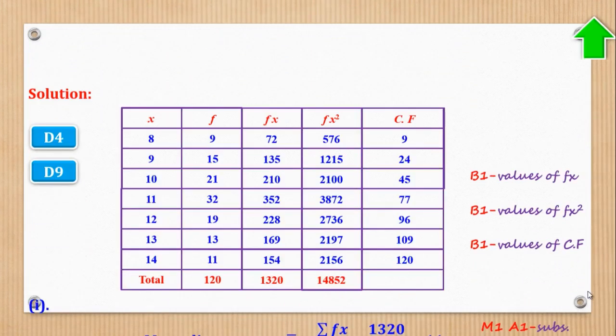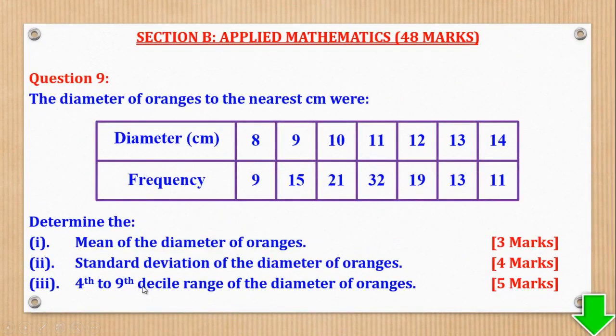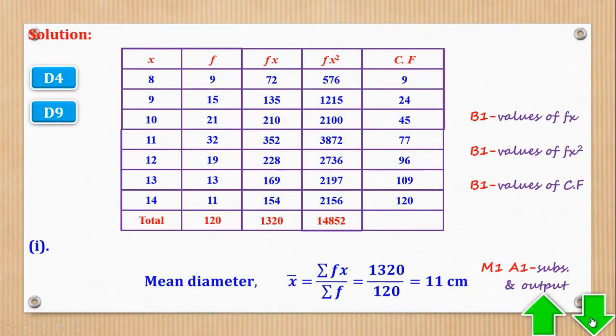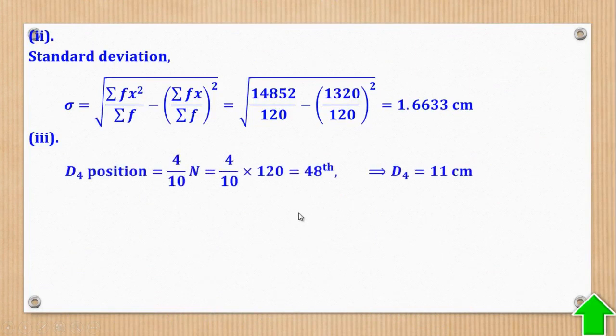For Roman 3, they said 4th to 9th decile range. So we need to get the 4th decile and the 9th decile. The first thing to do is the position. So the 4th decile position is 48, meaning that the 4th decile is 11. Now, how did we get 11? The first thing to do is to get the position. 4th decile is 4/10 of the total frequency, which is 120, to give you 48.